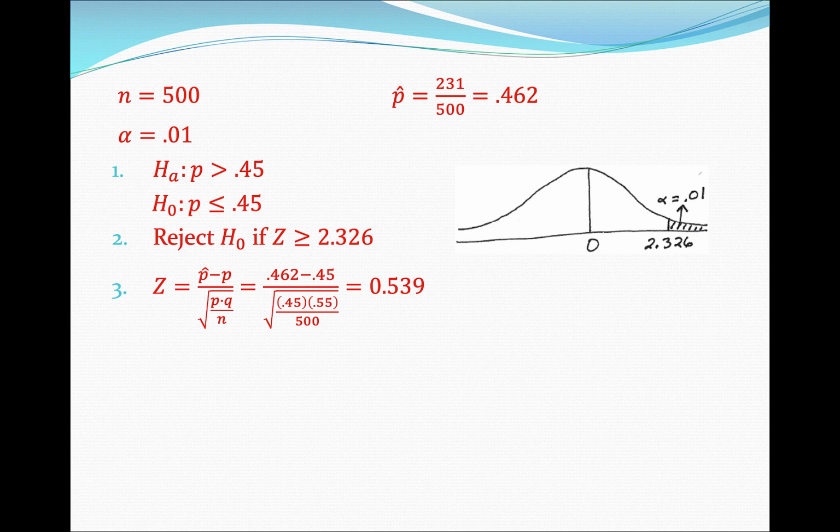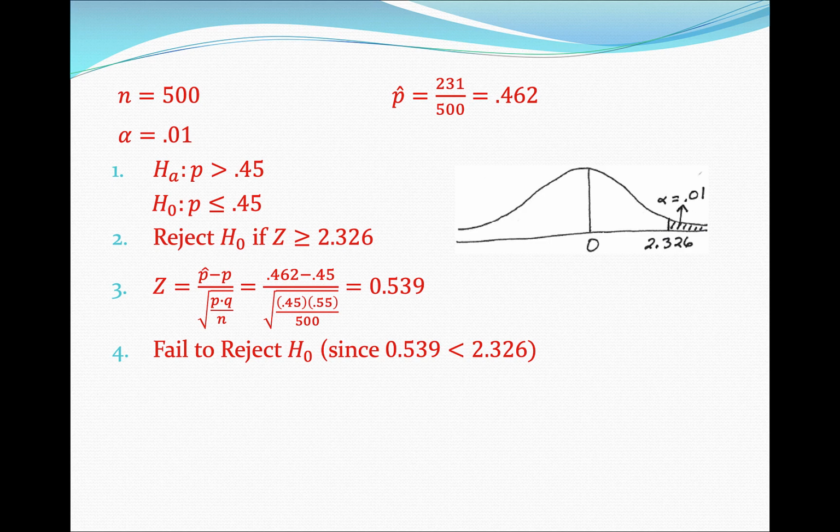Step 4, you compare your test statistic to your critical region. You can see that 0.539 is not in our shaded region. That means we must fail to reject the null hypothesis. If you were able to reject here, we would be 99% confident because alpha is 0.01, but we're not able to reject, so you can't really say much here.